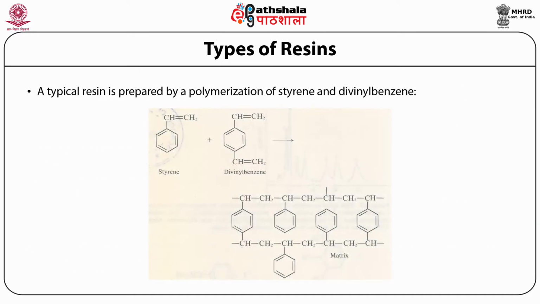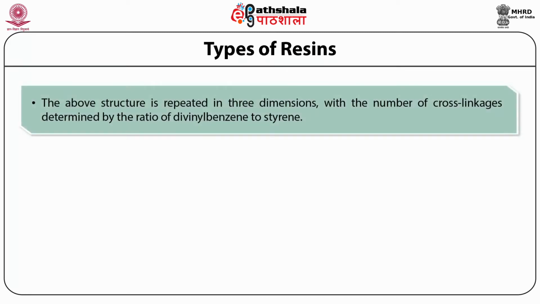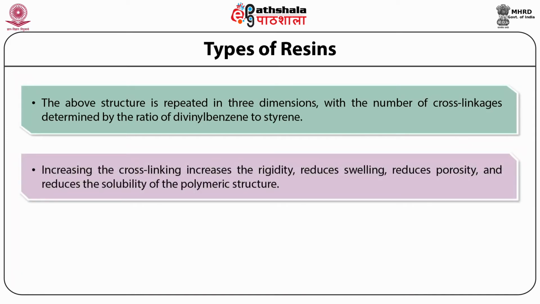Types of resins. A typical resin is prepared by a polymerization of styrene and divinyl benzene as shown in the following equation. The above structure is repeated in three dimensions with the number of cross linkages determined by the ratio of divinyl benzene to styrene. Increasing the cross linking increases the rigidity, reduces swelling, reduces porosity, and reduces the solubility of the polymeric structure.